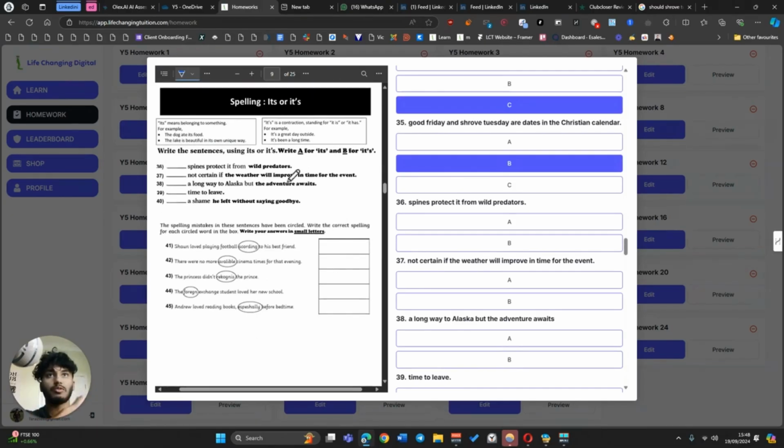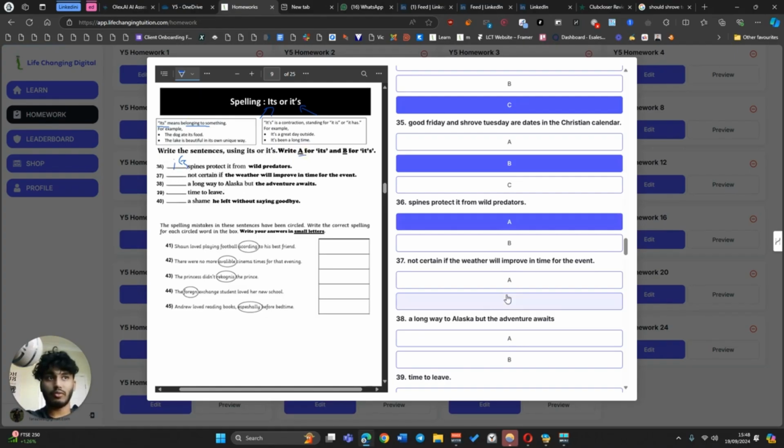Now we're on to question 36, spelling. We've got it's or its. Which one should we use? So we've got it's, which means it is, and this is more just like its. And you've actually got this right here, explanations. So its spine protected it from wild predators. So again, this its is used when it's belonging to something. So its would work best here, meaning option A.